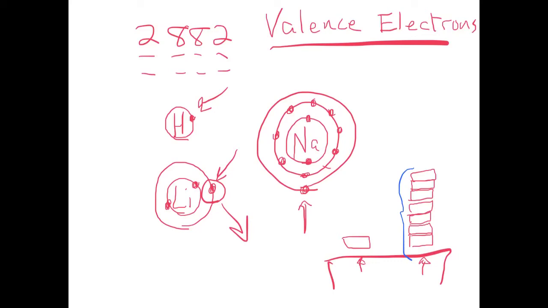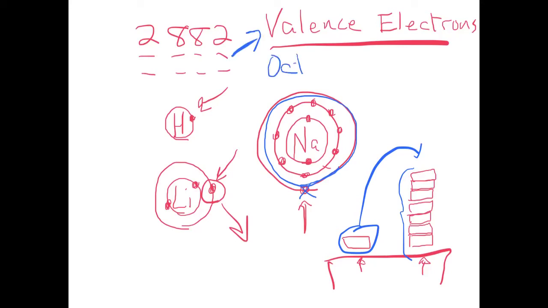Or would it make more sense for sodium to just give up this one electron? If you look, if sodium were to lose this one electron, it would then revert to this inner shell with 8 full electrons. So the idea of having 8 electrons in the outer shell, or the valence shell, is called the octet rule. So having an octet of electrons.